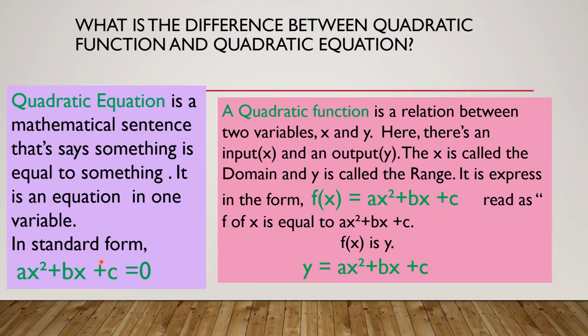So nakita yung pagkakaiba. Ito, ax squared plus bx plus c is equal to 0. Ito daw siya ay equal sa dito, sa side na yan, kung ano man ang nandyan. Pero ito, nagpapakita siya ng relationship about sa value ng x and the value of y.